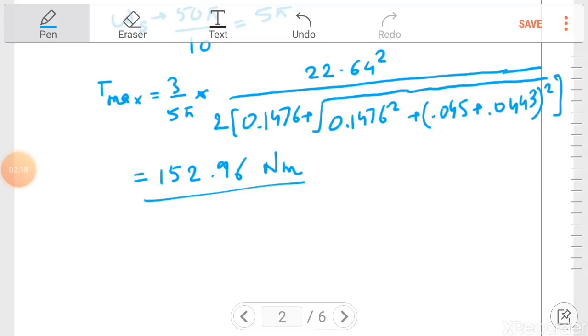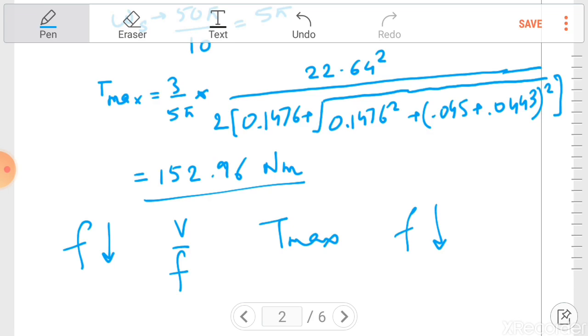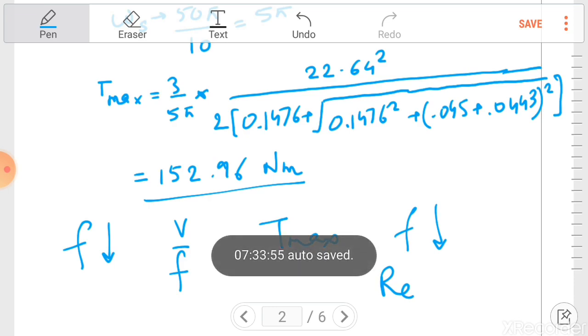From this example, we can conclude that if frequency is reduced keeping V by F constant, then maximum torque is reduced at lower frequencies because winding resistance Re is fixed, it is constant in every situation.